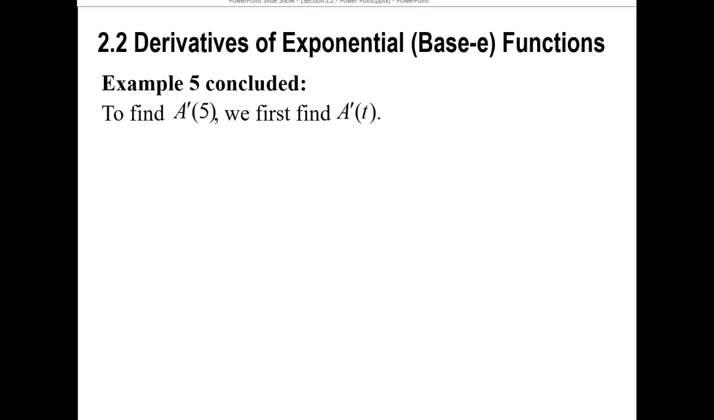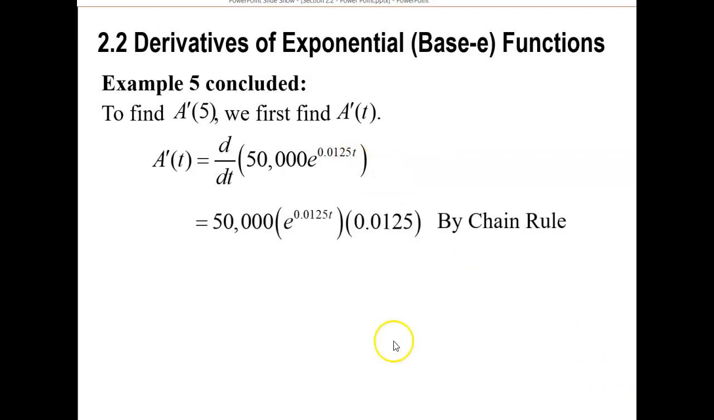To find A prime of 5, we first have to find A prime. So you have to find the derivative of the function they gave us. So the derivative of 50,000 e to the power 0.0125t, 50,000 would stay in the front. That's a constant, so you got e to the power 0.0125t times the derivative of the power, which would just be 0.0125. So 0.0125 times 50,000 is 625 times e to the 0.0125t.